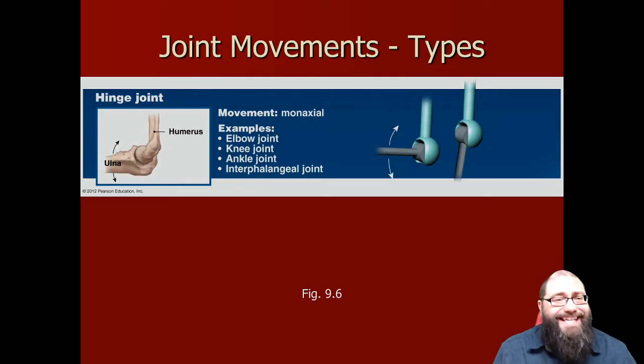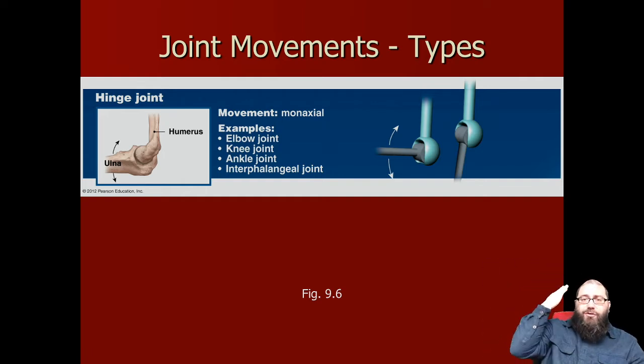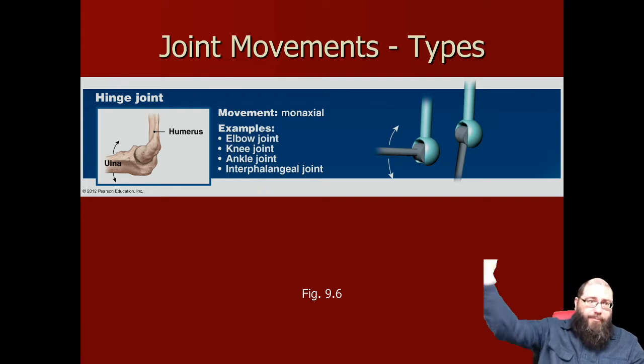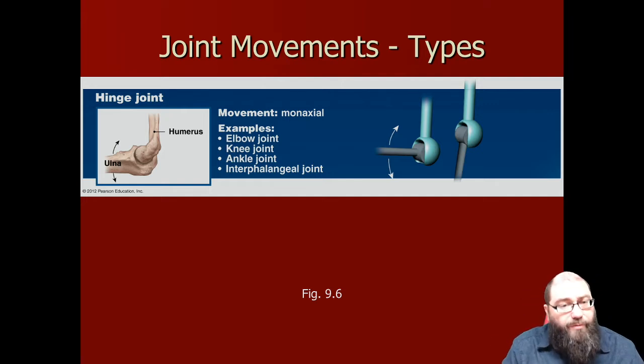Next joint movement is a hinge joint. Hinge joint is monaxial. This is the elbow. Elbow, knee, ankle, interphalangeal joint. It moves in one direction. And if you try to move it in any other direction, you're going to have to either move another bone or break something.